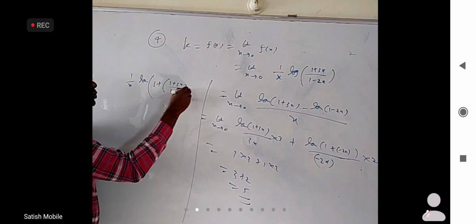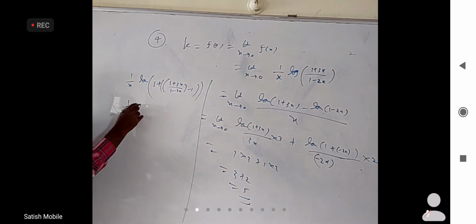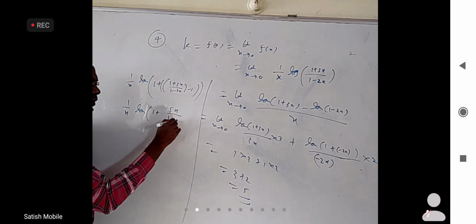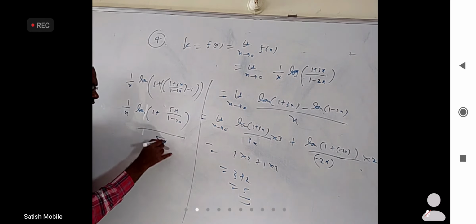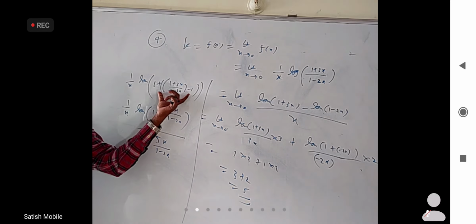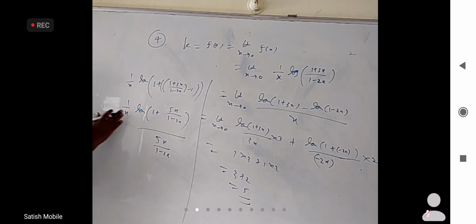1 minus 2x minus 1, 1 by x log 1 plus. When I simplify this, I will get 5x by 1 minus 2x. Let me divide by 5x by 1 minus 2x. I added 1, subtracted 1, simplified this part, and I got this. Whatever is here, same thing, I divided. Then I have to multiply also, 1 by x into 5x by 1 minus 2x.